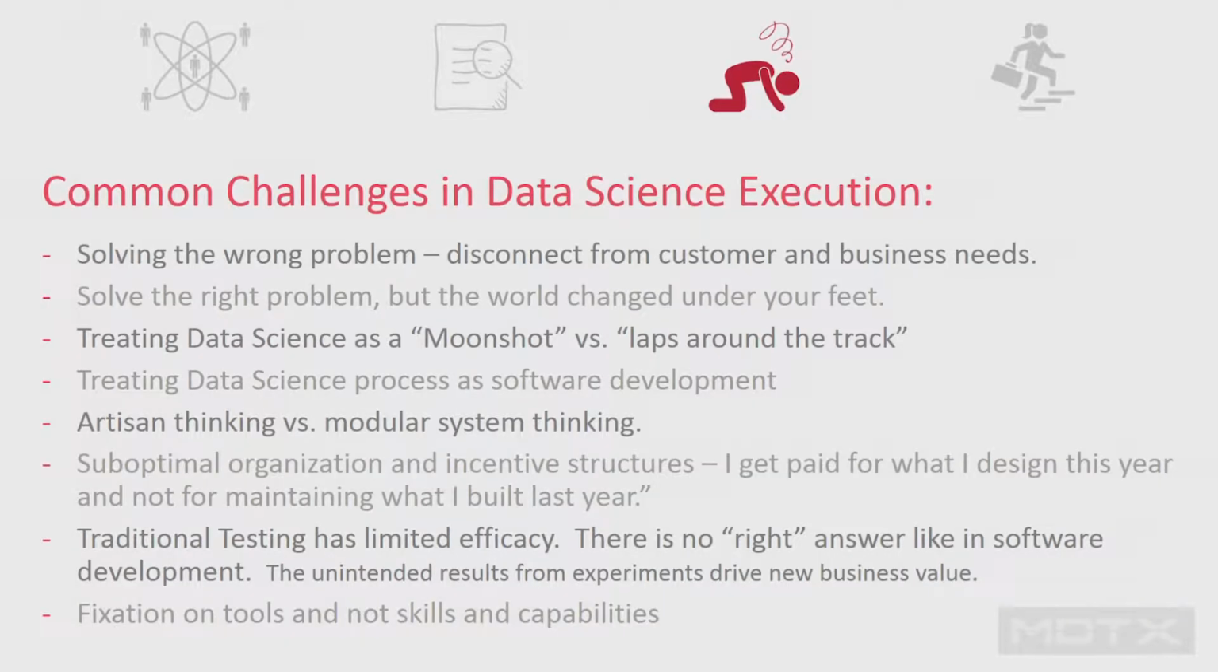A big one I see from the business side is that you treat data science as a moonshot, meaning there's our goal, let's get to it and we're done. But unfortunately, that's not what it is. You have to think about data science and advanced analytics as a lap around the track. You're going to do this multiple times with multiple iterations, and you need to find metrics to understand: was I successful every time I went around? Are we achieving the goals that we're after?